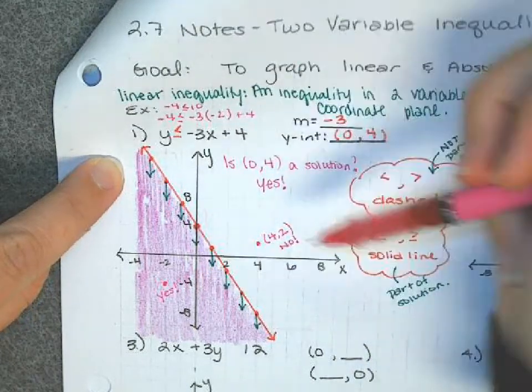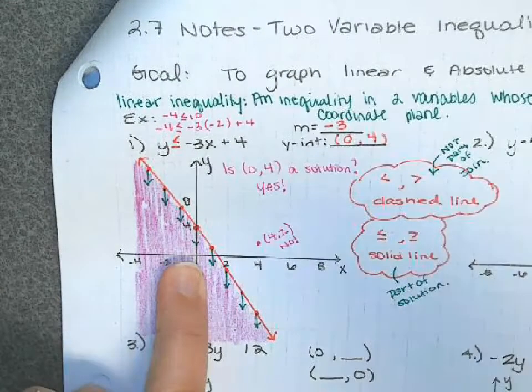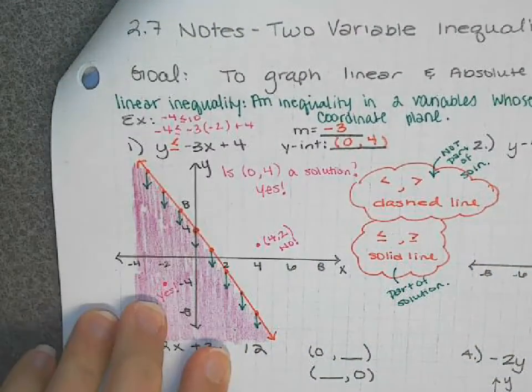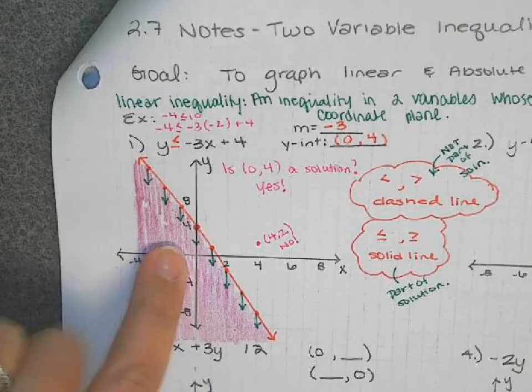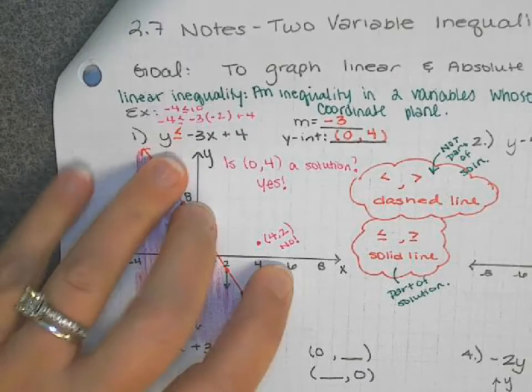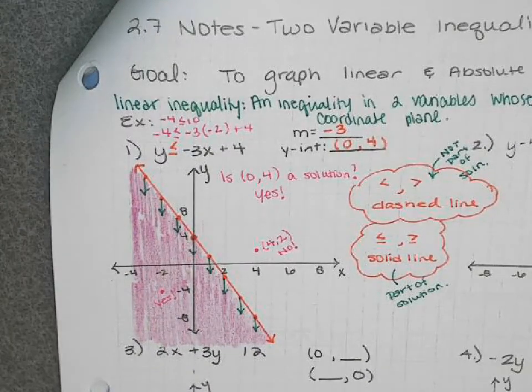Are you saying if you don't know which direction to shade? Yes, you can do that. A super easy point to plug in is (0, 0). If it works, then you know you're shading towards the area of (0, 0). Does that make sense? So you can pick a point and ask, does (0, 0) work? It does, so I'm going to shade in the direction of (0, 0), and then you know if you're shading below or above.